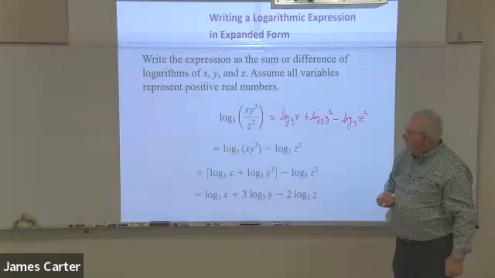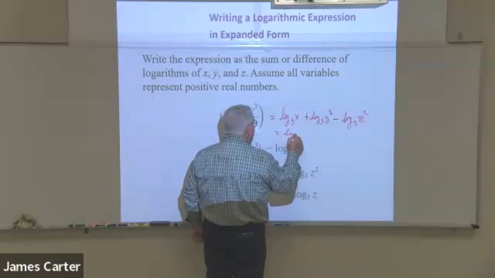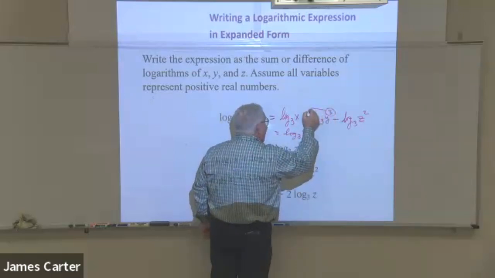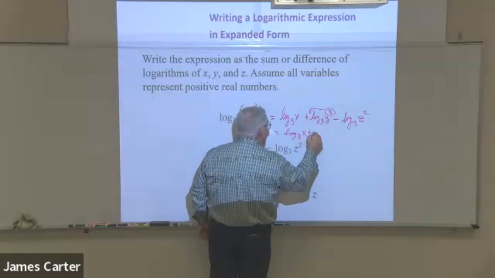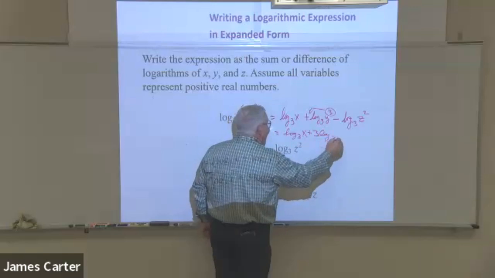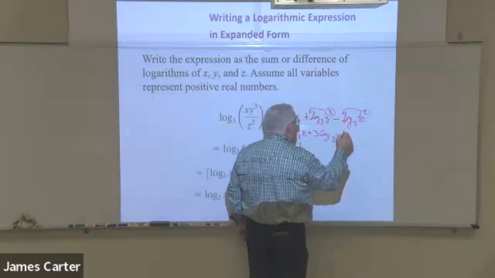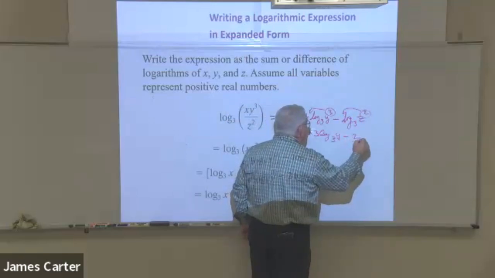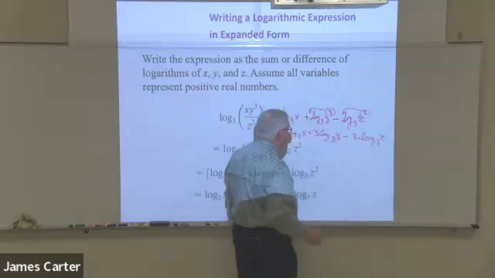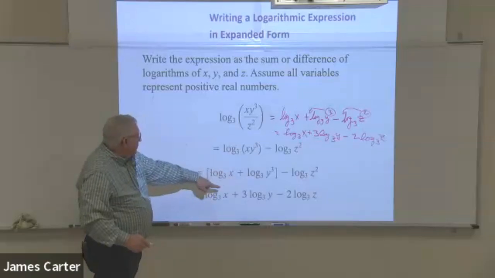My second step is, this is just going to be the same here. I'm going to bring this 3 out front, so I now have plus 3 log 3 of y. And I'm going to bring this 2 out front, so I've got minus 2 log 3 of z. And now, as you see, I'm at the same place they are here.